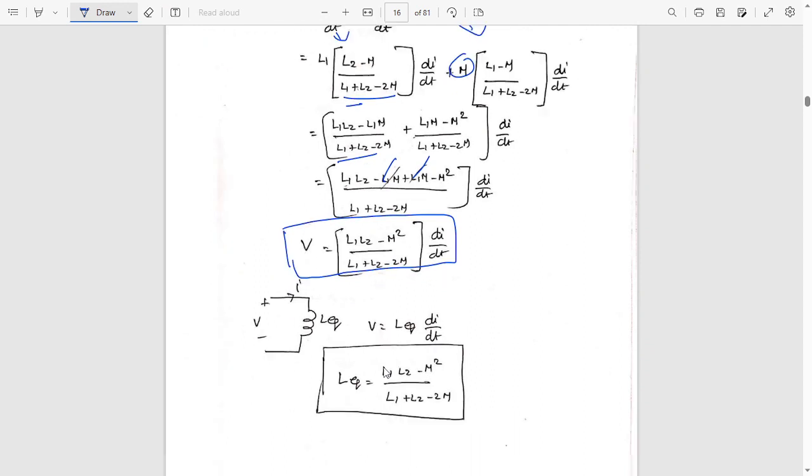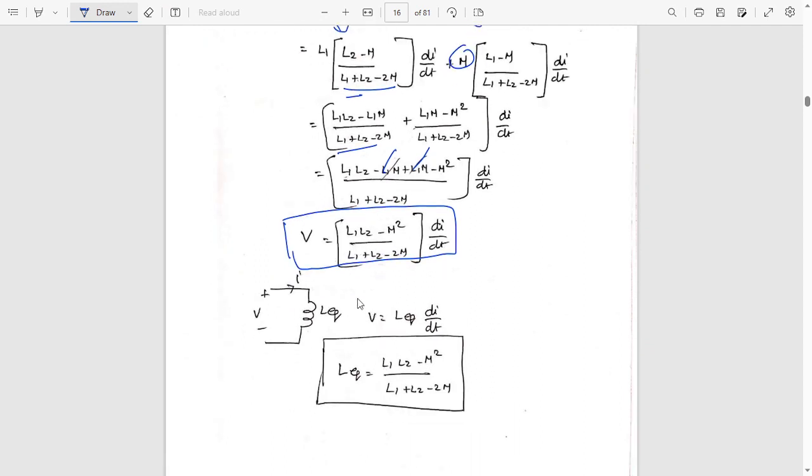Usually if I have an inductor, the voltage is written as L equivalent di by dt. If I have multiple inductors also, I can find the equivalent inductance value and consider it as L equivalent. So we can write V equal to L equivalent di by dt. In the place of L equivalent, what we have is L1 L2 minus M square by L1 plus L2 minus 2M. That is my formula for equivalent inductance in the case of mutually coupled coils.